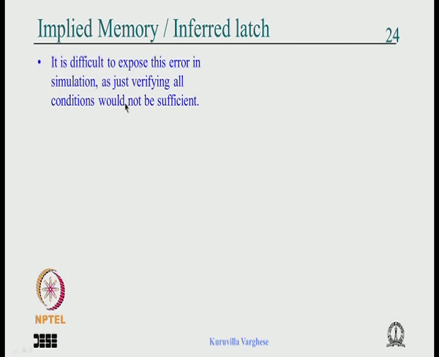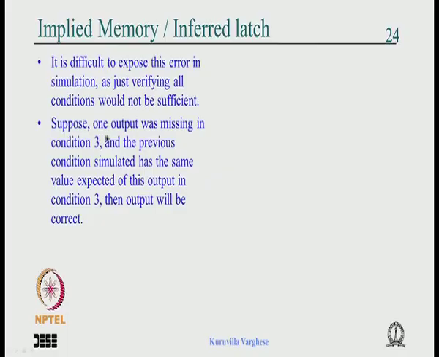The first thing is that it is not enough to verify all the conditions. Suppose you have 4 single-bit inputs, so you have 16 conditions, or you have 1024 input test vectors, or even 1 million test vectors that you run very systematically, still this error won't be brought up. Why is it so? Because suppose in our coding you miss one output in condition 3, okay.